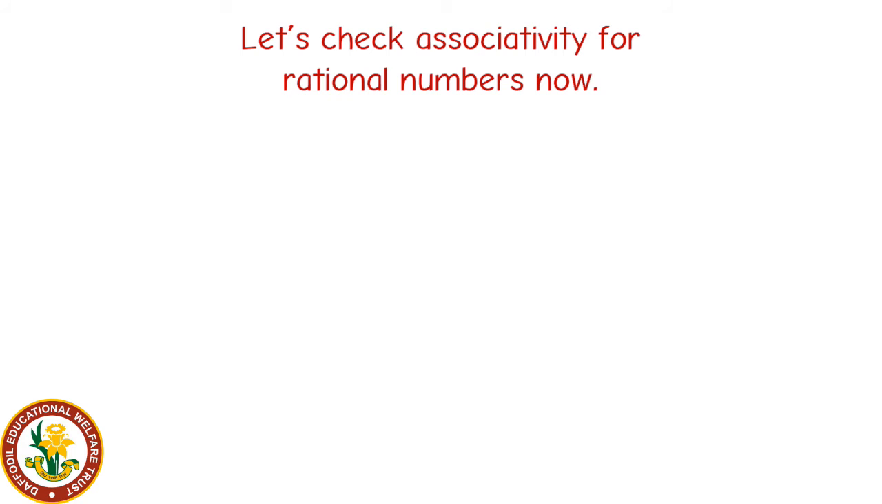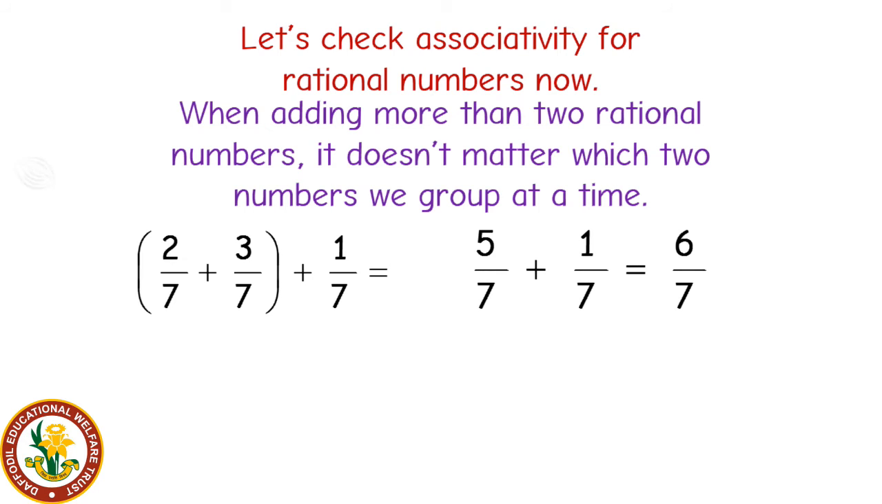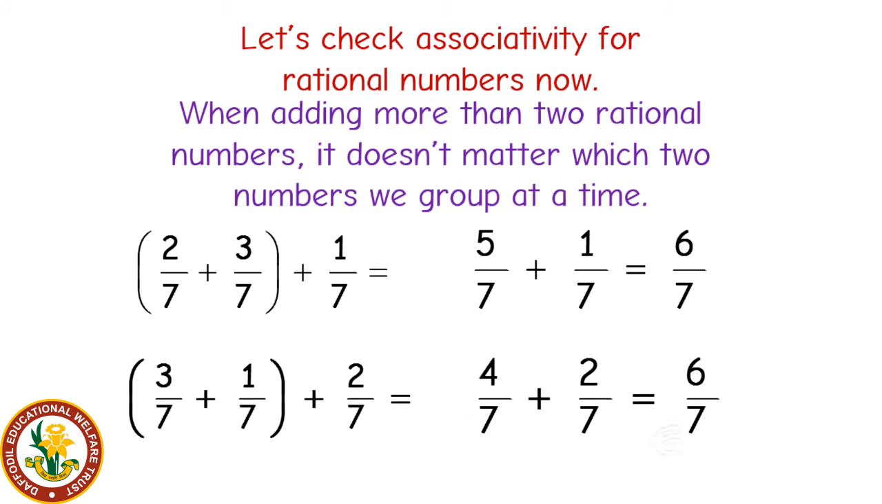Let's check associativity for rational numbers. When adding more than two rational numbers, it doesn't matter which two numbers we group at a time. Let's take a look. (2/7 + 3/7) + 1/7 is equal to 5/7 + 1/7, which is equal to 6/7. And 3/7 + (1/7 + 2/7) is equal to 4/7 + 2/7, which is equal to 6/7. So, addition is associative.